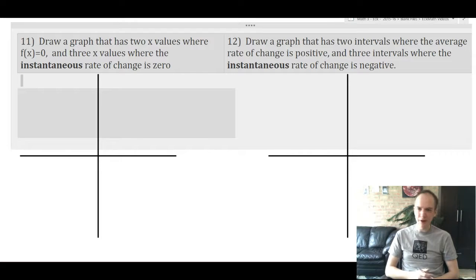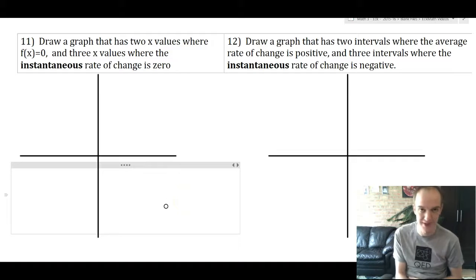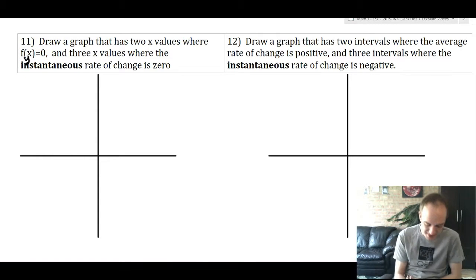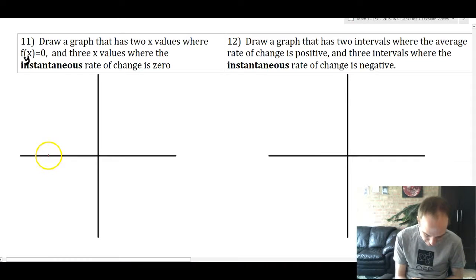Here's 2 problems at the very end of the sheet that are kind of puzzles. So they're word puzzles and graph puzzles. The first step is understanding what the words are asking you to do. Draw a graph that has 2 x values where f of x equals 0. So f of x is just like where y is 0. So that's saying like the line is at the x-axis. So I think the easiest thing to do there is just put 2 points right here.